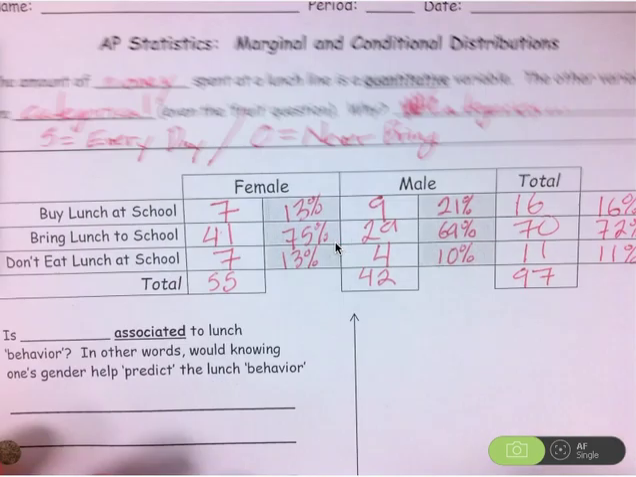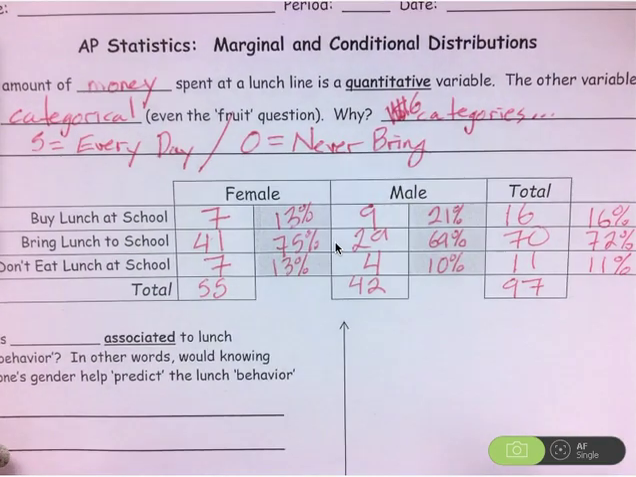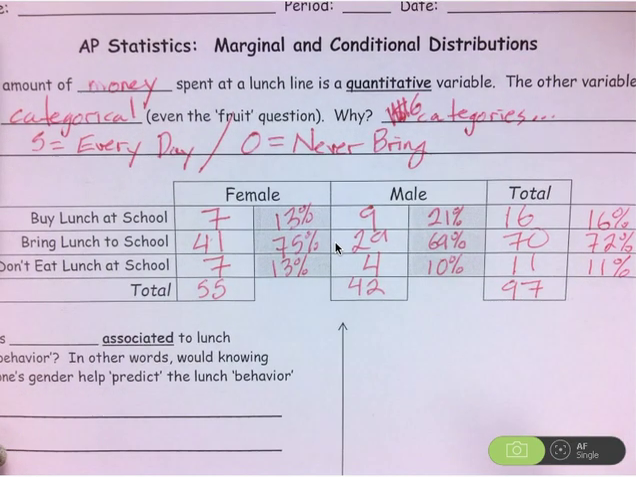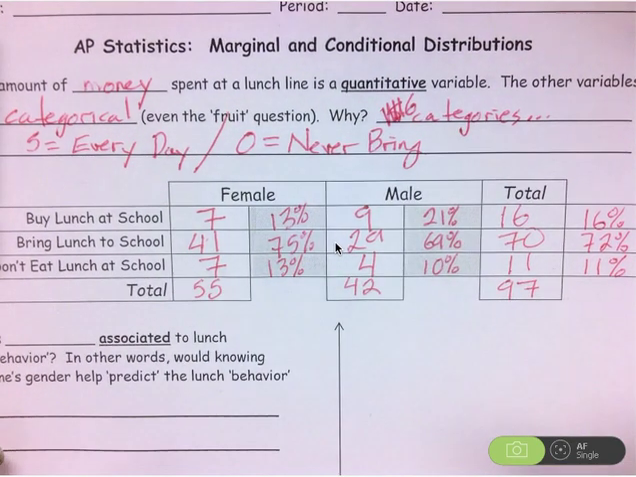So again, there's a little bit of rounding error here. Those only add up to 99%. That's okay. When we're rounding, sometimes that will happen in a table when we're working with percentages. So a couple of things to think about here.